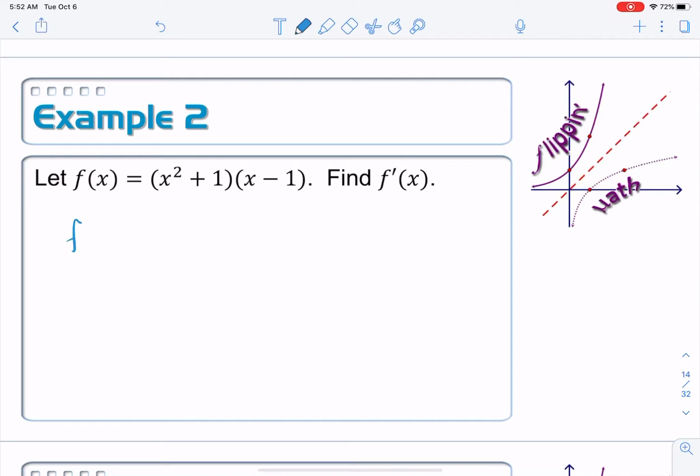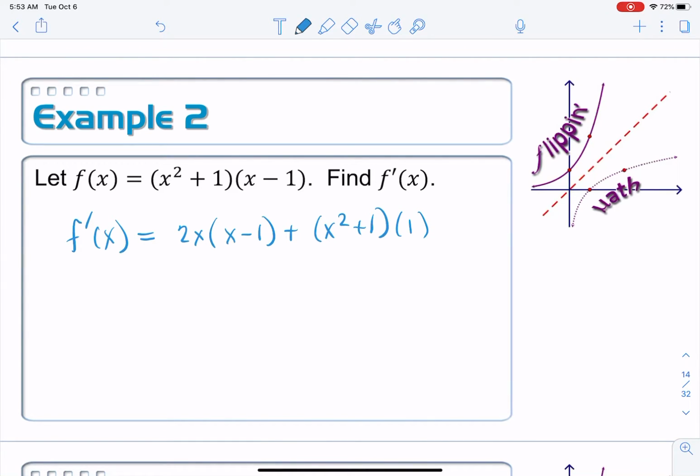So let's see. This is what I say in my head. Let me clean up that equal sign. It looked ugly. I take the derivative of the first times the second. So the derivative of the first one will be 2x times the second one, x minus 1, plus the first one times the derivative of the second one. So the first one, just write it down. Derivative of the second one is 1. You don't have to write it down, but I'm gonna.